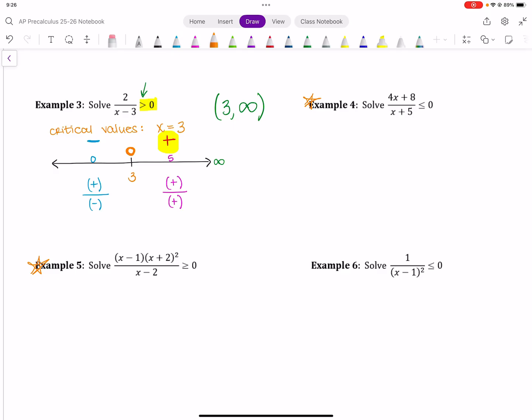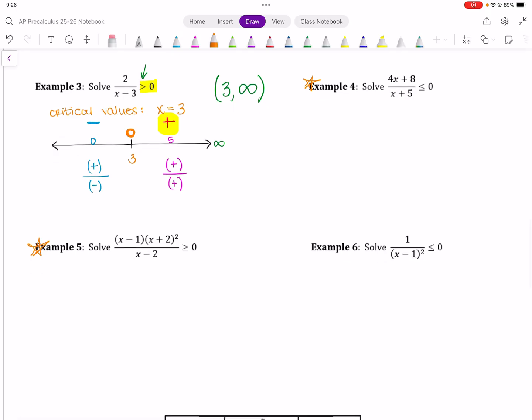Then we're going to look at example 6. So for number 6, we do have 0 by itself, and we do have a singular rational function. So we get to jump to identifying our critical values.